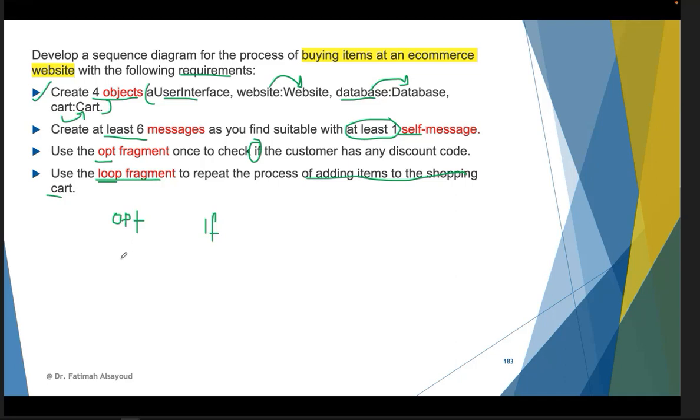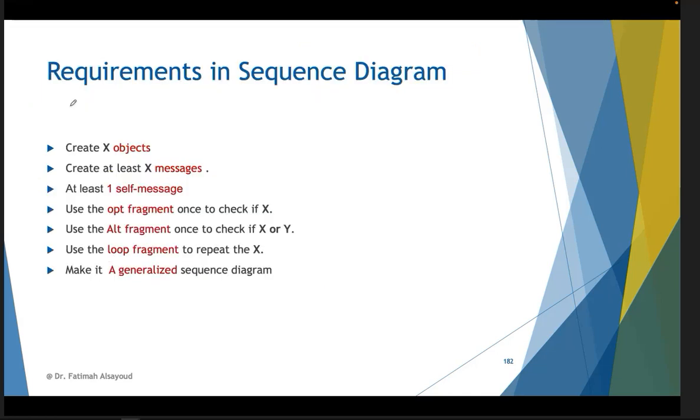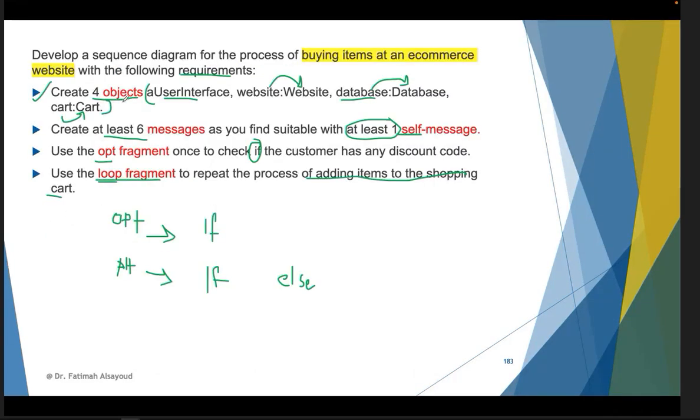However, when we're talking about the alt, alternative means that we will have the if and the else. Good, excellent. We will have the if and the else. So the opt is only one option, and the alt has 2 options. And the loop is repeating things. Now, if I'm listing in this example, they are asking for 1, 2, 3, 4 things.